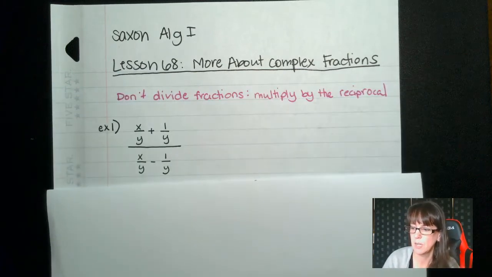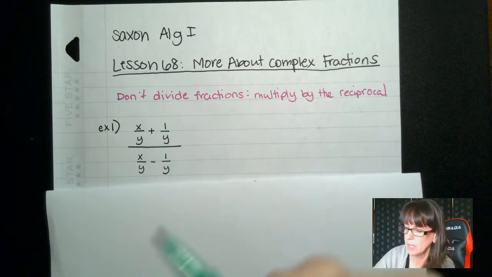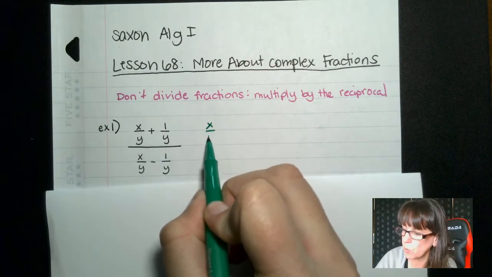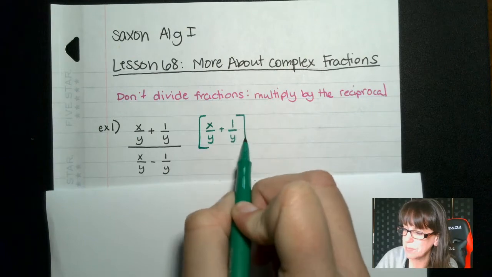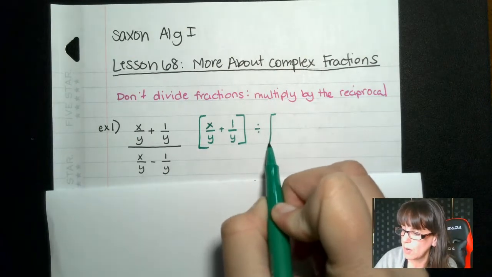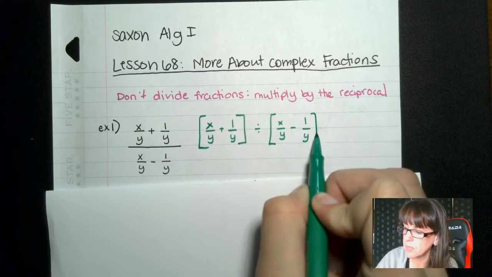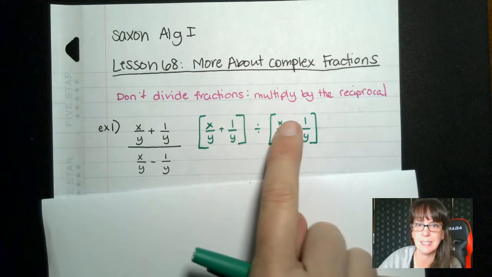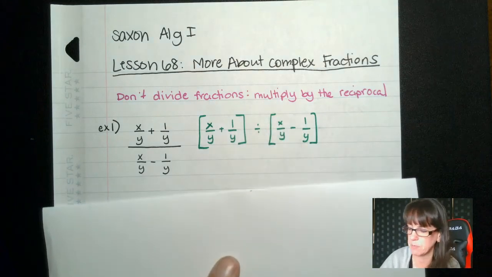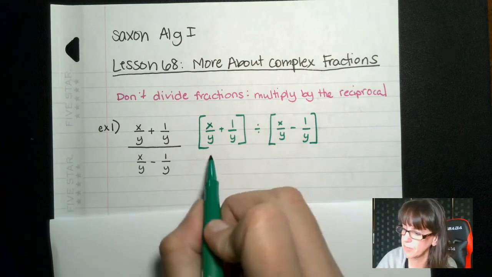First example, right here in pink. Don't divide fractions. We multiply by the reciprocal instead. And so what do I mean by that? Well, we have x over y plus 1 over y divided by x over y minus 1 over y. Since this is the numerator, I've got it all in brackets here, and this is the denominator, so I have that in brackets. We need to simplify these first before we deal with our division.